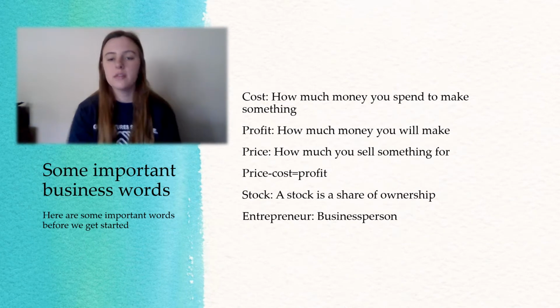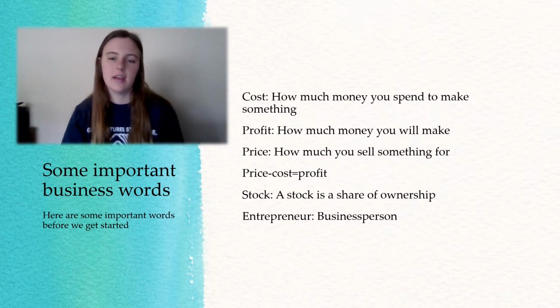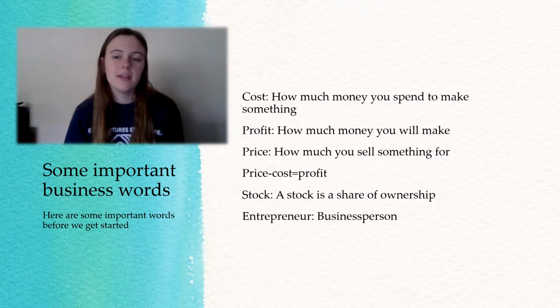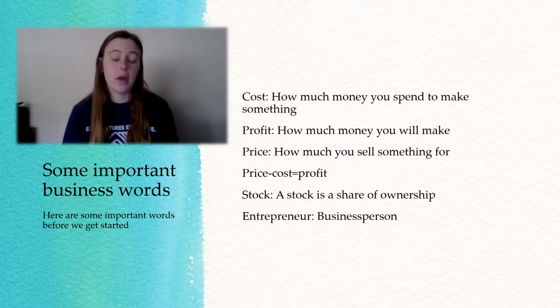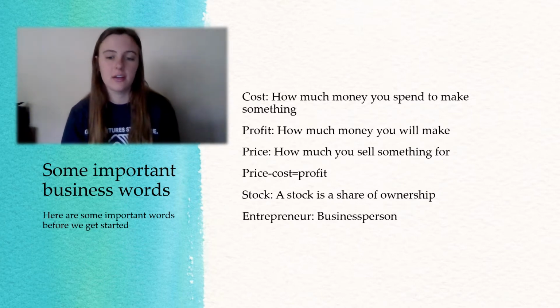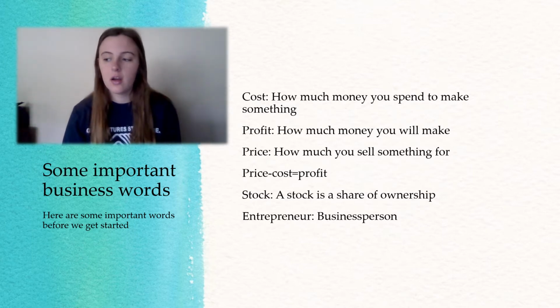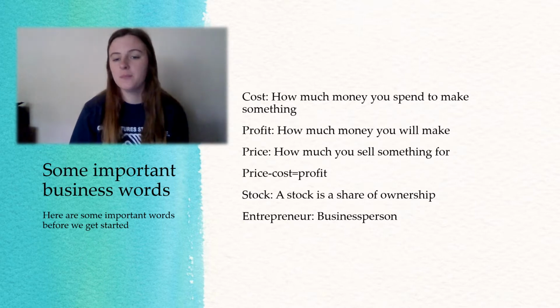Cost. So cost is how much you spend to make something. Cost could include materials, paying employees, and anything else that you might have to pay for when making a product. So your profit is how much you will make once your product is sold. Ideally, your profit is going to be higher than your cost, and that's something that you have to consider. Your price is how much you sell something for. So your price, take away your cost, is your profit of how much you made.